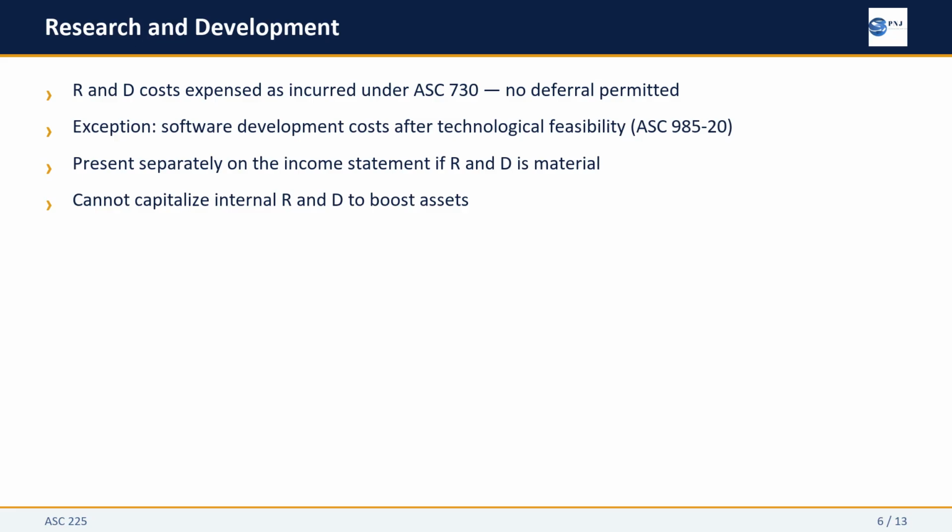R&D, research and development, follows a strict rule under ASC 730. Expense it as incurred, period. You cannot defer R&D costs hoping to match them against future revenues. The one recognized exception is software development. Costs incurred after a product reaches technological feasibility may be capitalized under ASC 985-20. If R&D is material, it must be presented as a separate line on the income statement, so users can see the level of investment in future growth.